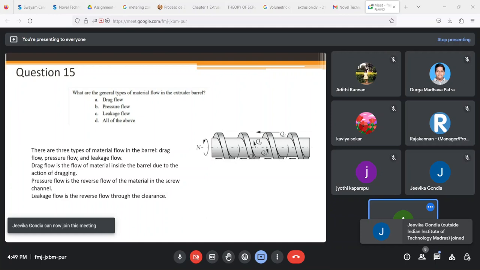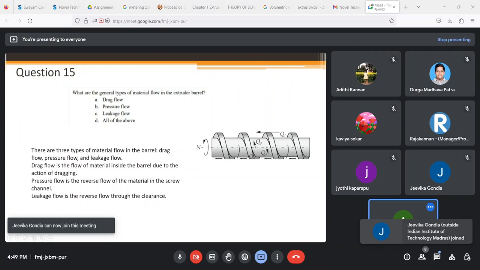So because of that very high pressure that is accumulated at the end, at the die, there will often be backflow. This backflow is what is known as the leakage flow. That is, instead of the liquid going in this direction, because of very high pressures at the end of the extruder, your liquid will start flowing in the opposite direction. So this is known as the leakage flow.